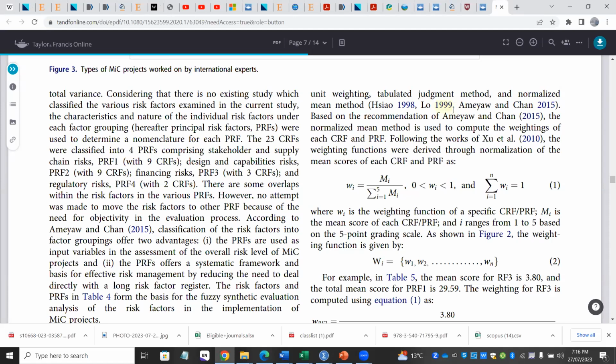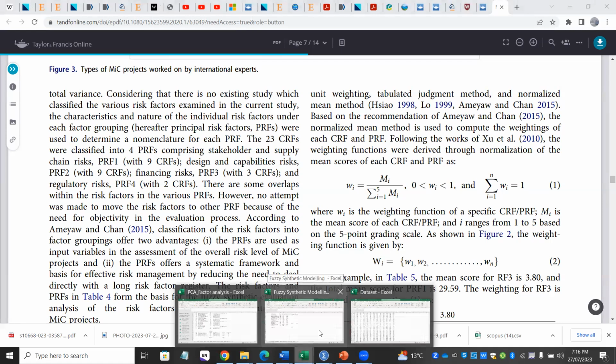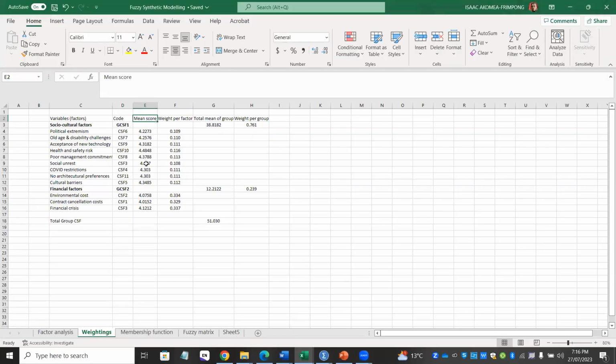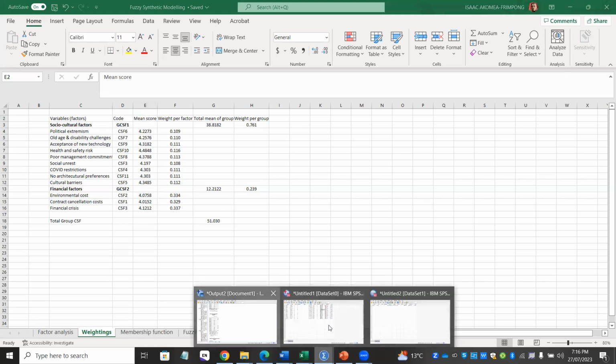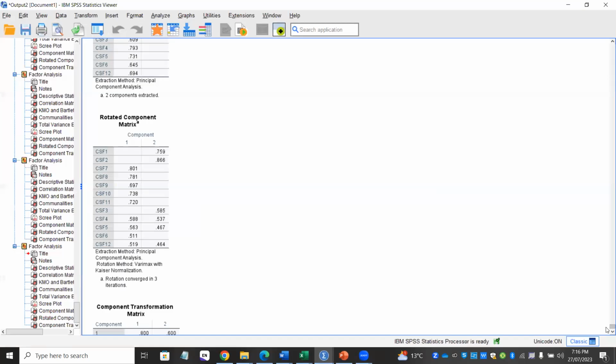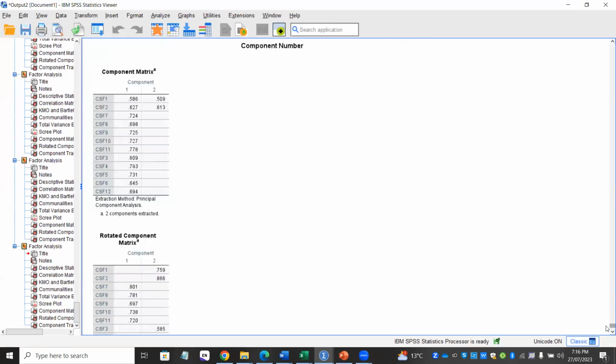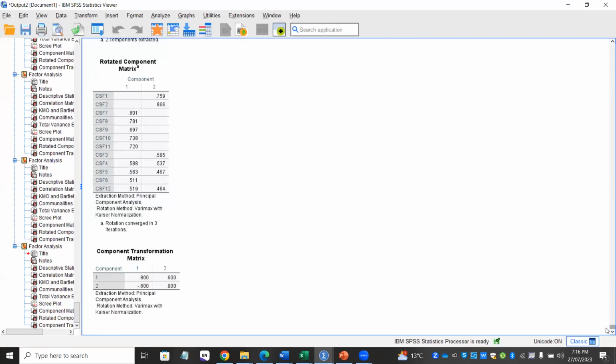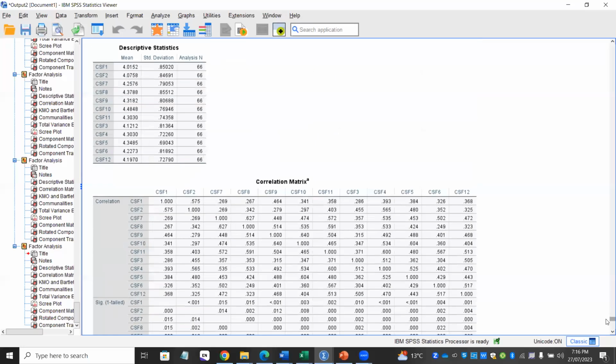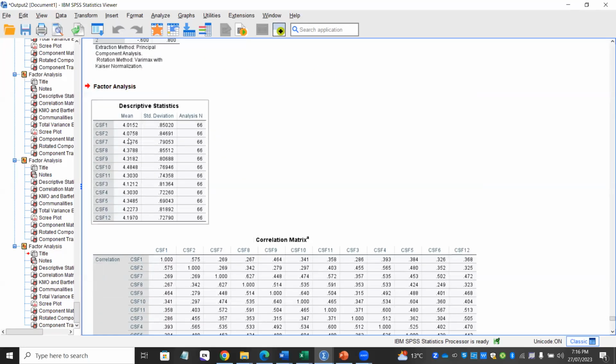Okay, so following the works of Zhu et al. 2010, the weighting functions in this paper were derived through the normalization of the mean score. So as you can see, I just put it here, the mean. Where did we get the mean from? The means are just from the basic descriptive statistics, which I told you in the other video can also be called the mean scores.